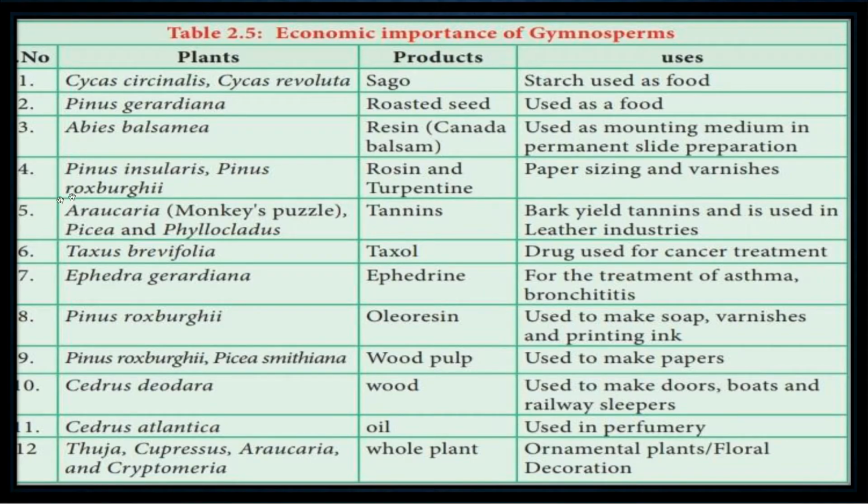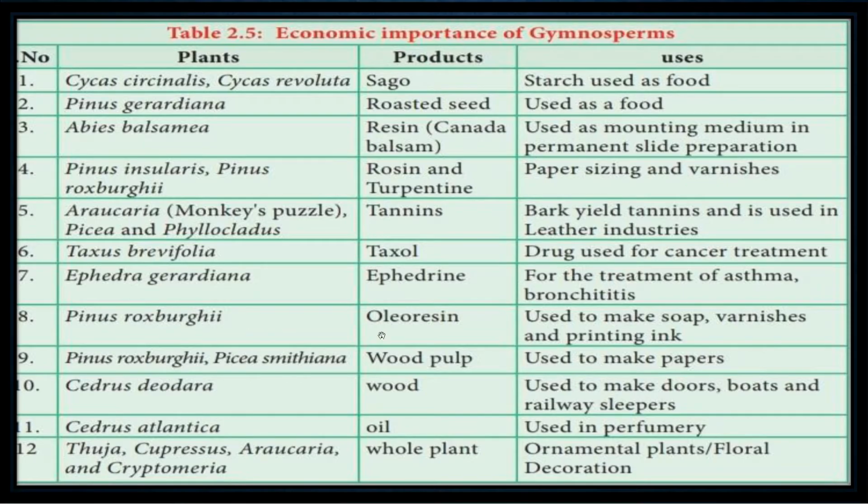Pinus insularis and Pinus roxburghii are used to produce products like rosin and turpentine, used for paper sizing and as varnishes. Araucaria, which is called monkey's puzzle, Picea and Phyllocladus: the bark of these plants yields tannins, which are used in the leather industries. Taxus brevifolia, the drug taxol extracted from this plant, is used for cancer treatment. Ephedra gerardiana, ephedrine is the medicine extracted from this, used for the treatment of asthma and bronchitis.